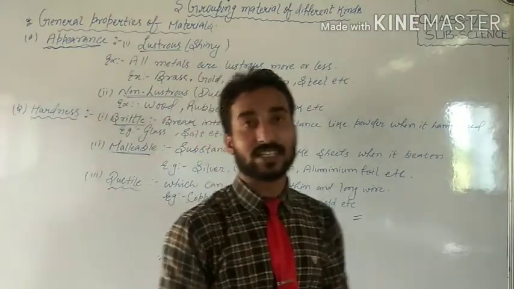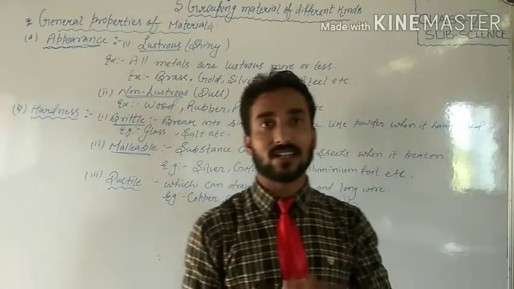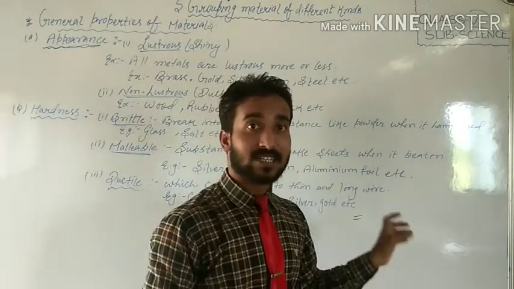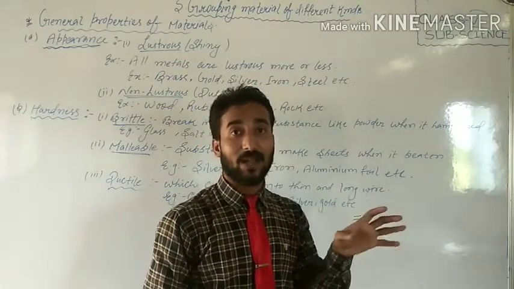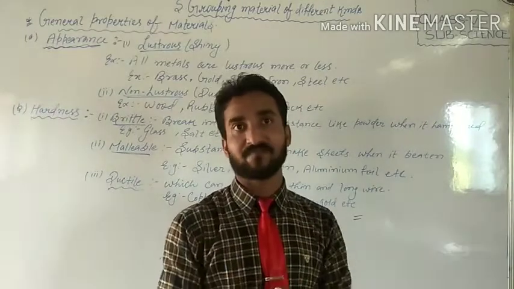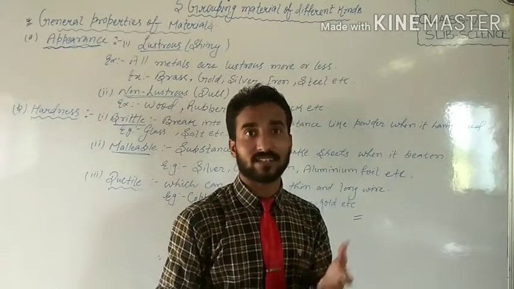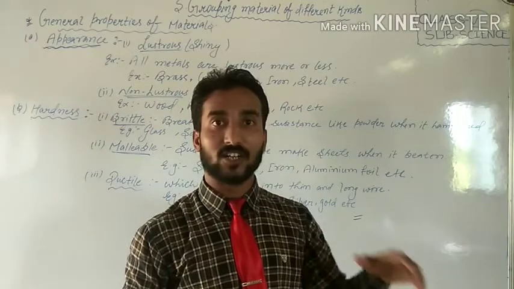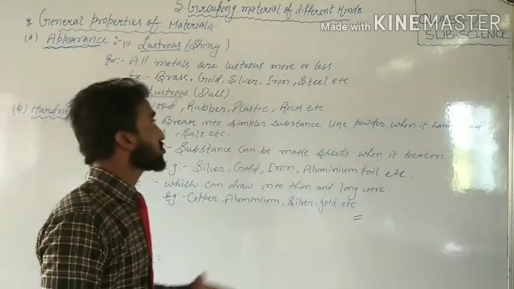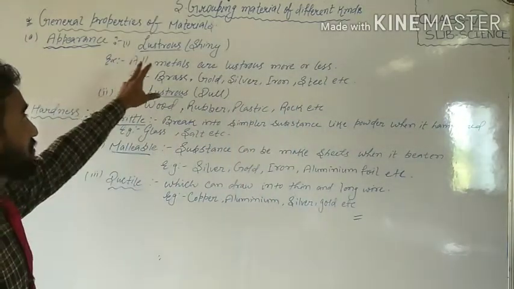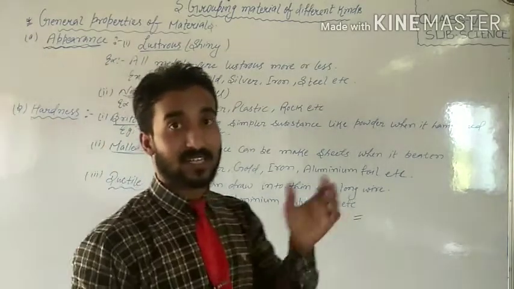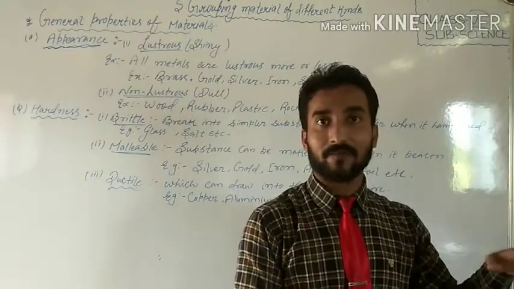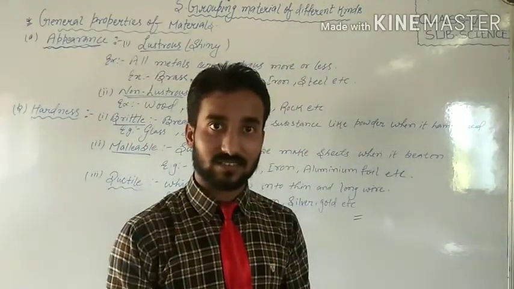Lustrous means shiny, objects which have the property to shine. That is called lustrous. Students, under lustrous, we will learn about all metals. You can ask, sir, what type of objects can be lustrous?